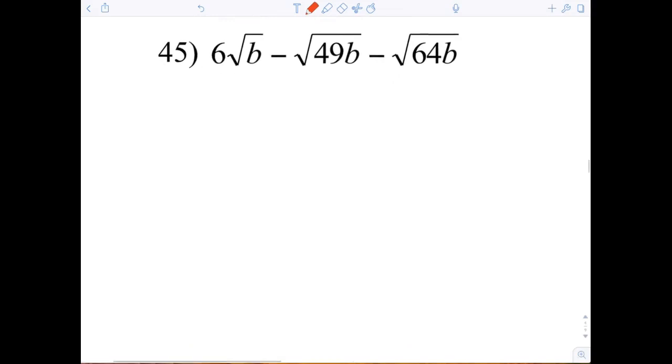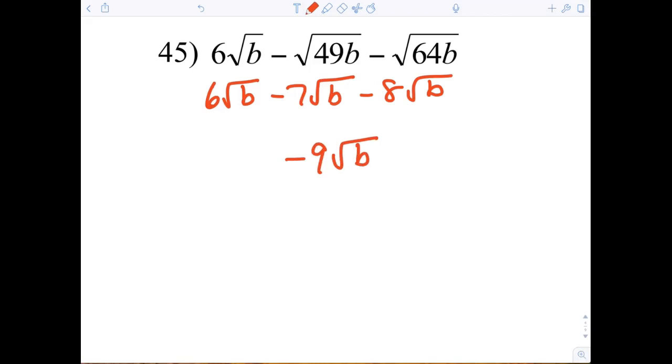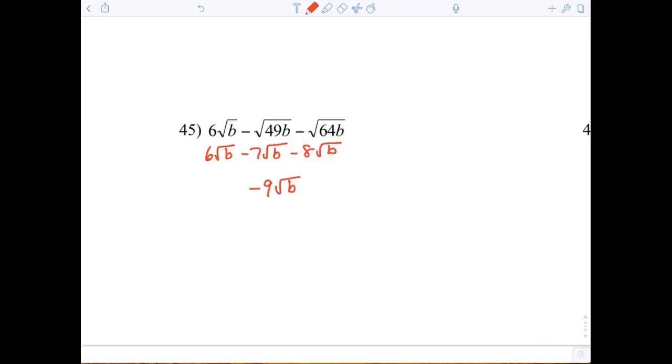All right, so let's knock out 45. So 6 radical b minus 7 radical b minus 8 radical b. So that final answer is what? What is that, guys? Negative 9 radical b, right? Everybody okay with that? Anybody have any issues? All right, here we go.